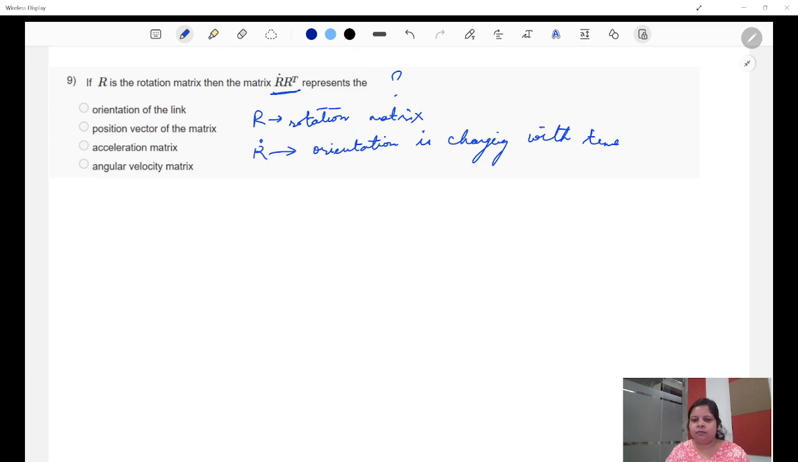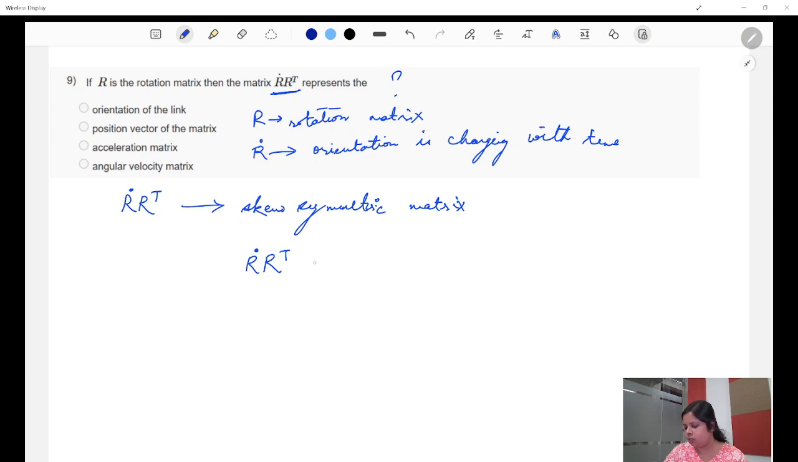So you will have to try this actually. When you check this now, R dot R transpose, you'll always get it to be equal to a skew symmetric matrix, and actually R dot R transpose gives you the angular velocity. And you know how it is represented? I'll show you.